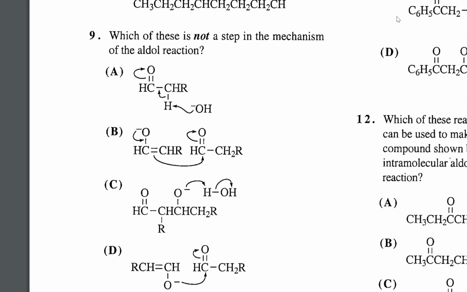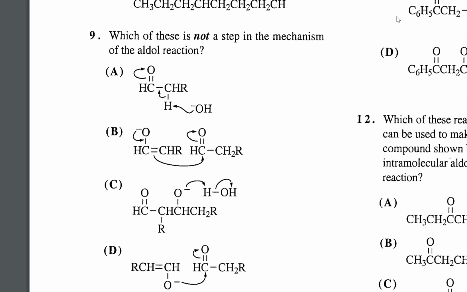Which of these is not a step in the mechanism of an aldol reaction? So if we look at A, what is A doing? We're going to look at all 4 of these, and then we'll make our choice. What does A represent? It's deprotonating the alpha proton, forming the enolate. Is that something we should expect in an aldol? Yes, absolutely. So that's definitely good.